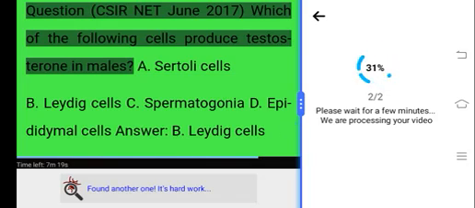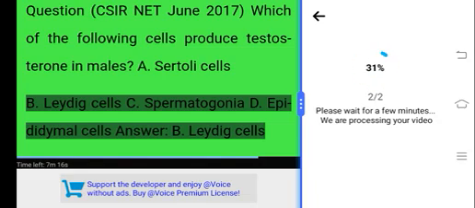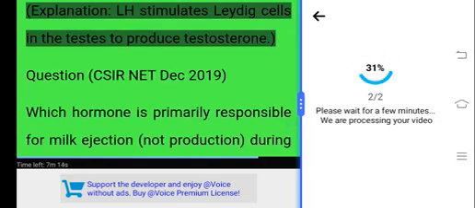Question, CSIR NET June 2017. Which of the following cells produce testosterone in males? A, Sertoli cells; B, Leydig cells; C, spermatogonia; D, epididymal cells. Answer: B, Leydig cells. Explanation: LH stimulates Leydig cells in the testes to produce testosterone.